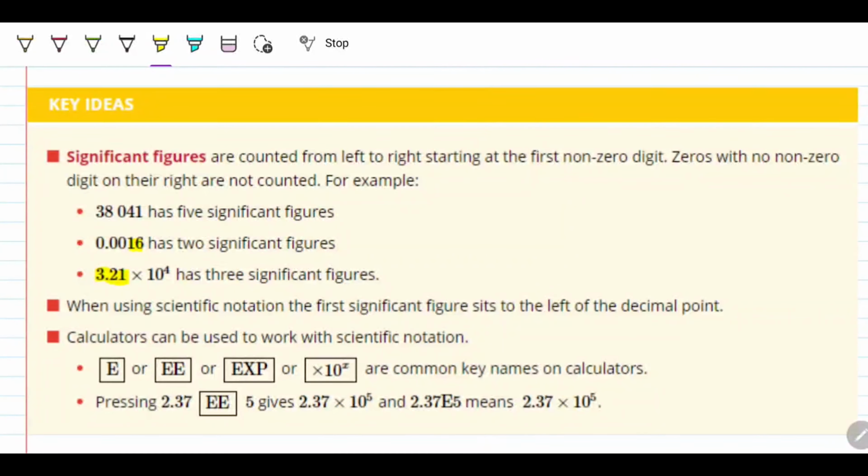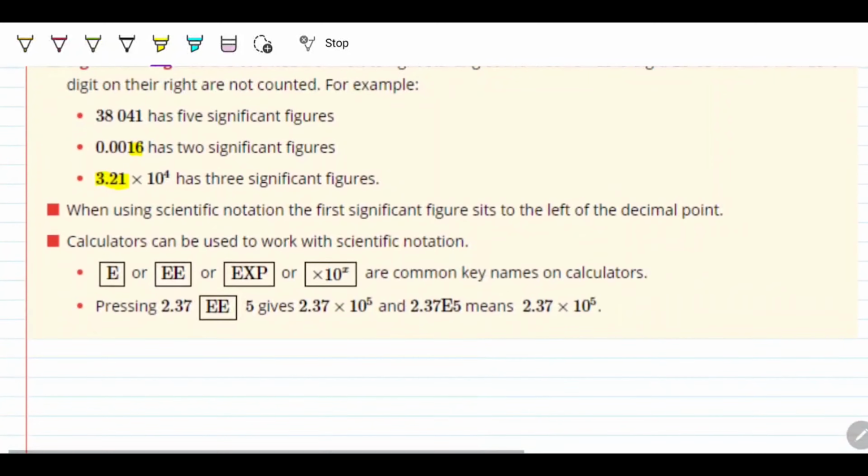When using scientific notation, the first significant figure sits to the left of the decimal point. Calculators can be used to work with scientific notation. Depending on the calculator that you have, the key will either be E, EE, EXP, or 10 to the X. These are common key names on calculators. So if you have a scientific calculator on you, press 2.37, EE, followed by 5, which will give you 2.37 times 10 to the 5, or 2.37 e to the 5, which means 2.37 times 10 to the power of 5.